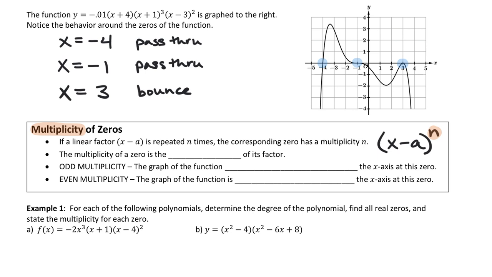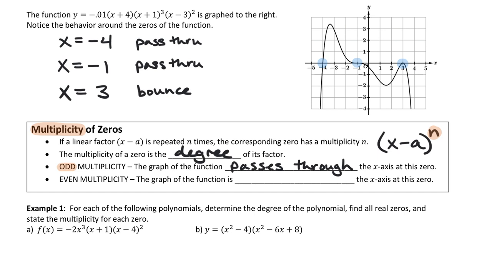Most factors that you would have seen up to now probably didn't have a power showing. That's because they're multiplicity 1, and we don't need to show exponents of 1 because that's annoying. We don't have to do that. But the multiplicity of the zero is the degree, you can think about it, the degree of its factor. That looks like a degree for each parentheses. And the multiplicity controls what happens at that zero. If you have an odd multiplicity, the graph of the function passes through the x-axis at this zero.